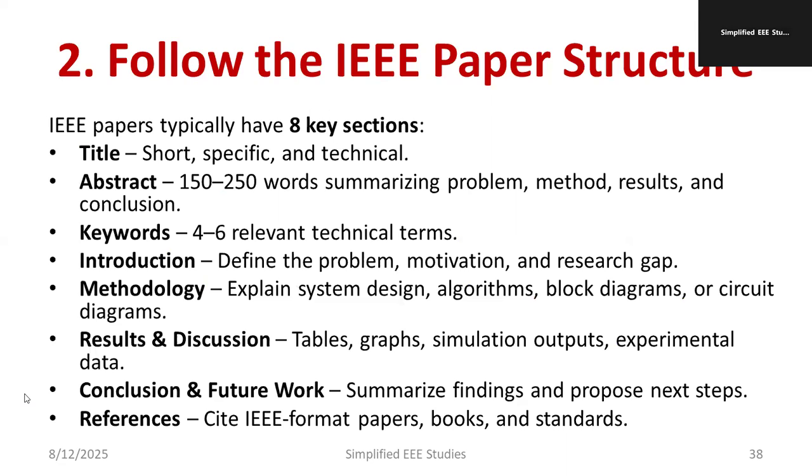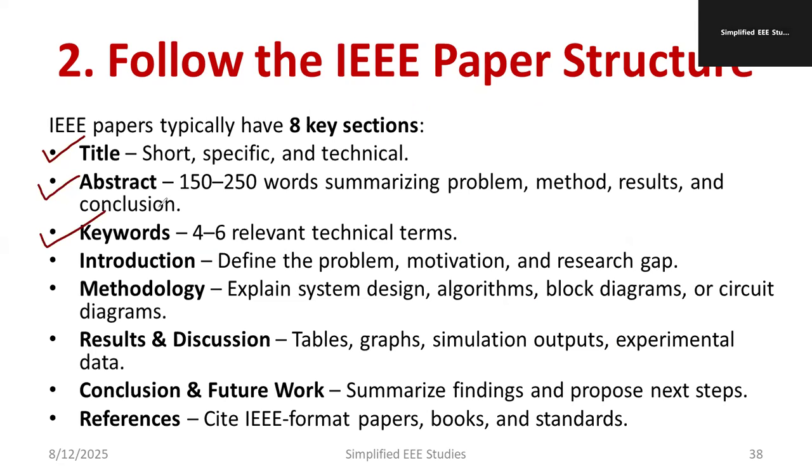Every IEEE paper or any other Springer conference paper must have a valid title. It should be short, specific, technical. For example, design and implementation of an AI-based water pumping system, or design and implementation of machine learning based smart farming. In that manner, it should be very attractive. The abstract should be 150 to 250 words, and it should summarize the problem, the method, the result and the conclusion. When somebody reads your abstract, they should understand the broad idea about the paper.